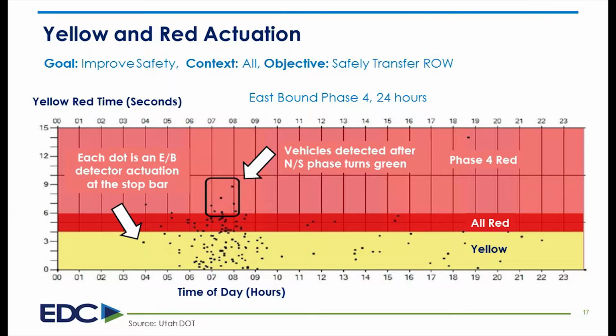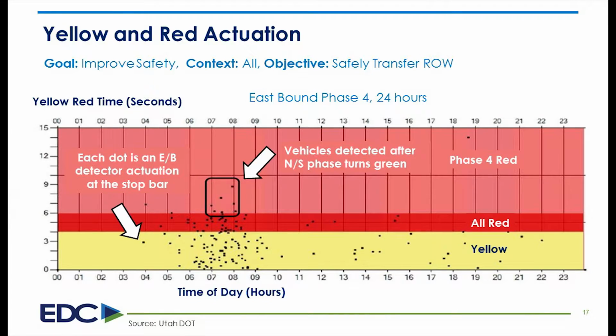So we have the yellow time, the all red time, and then the upper sort of light red is when other phases are active, or opposing phases that are not compatible with the eastbound phase. Each dot represents an actuation at the stop bar. So imagine you're at an eastbound approach, there's a stop bar. Every time a vehicle pulls up to that stop bar, we get a dot.